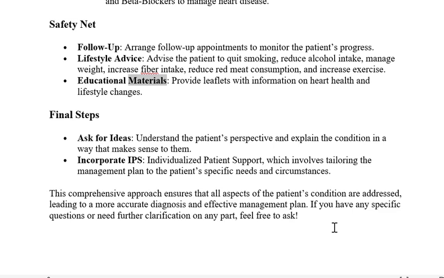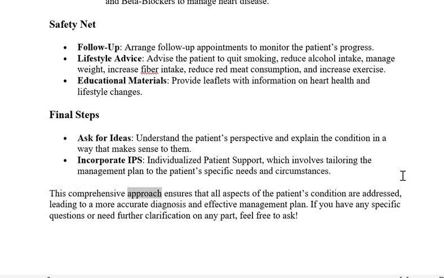Educational materials. Provide leaflets with information on heart health and lifestyle changes. Final steps. Ask for ideas, understand the patient's perspective, and explain the condition in a way that makes sense to them. Incorporate IPS, individualized patient support, which involves tailoring the management plan to the patient's specific needs and circumstances.